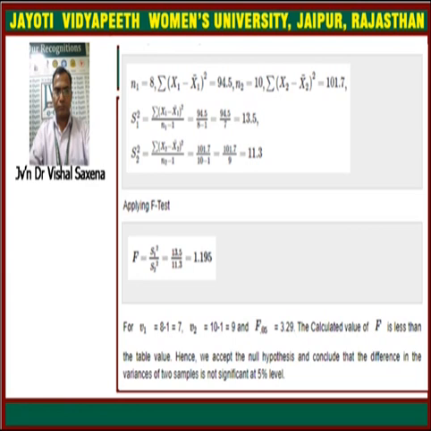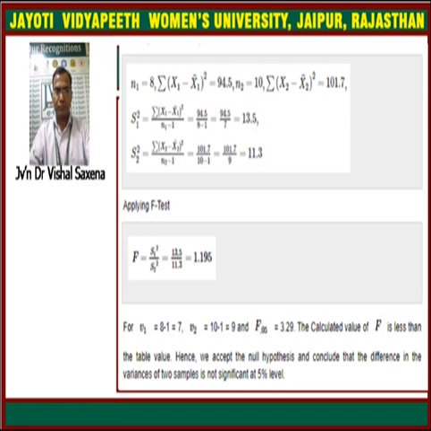s2 square is equal to the summation of (x2 minus x2 bar) whole square upon n2 minus 1, which is equal to 101.7 upon 10 minus 1, which is equal to 11.3. Applying the F test, F is equal to s1 square upon s2 square, that is 13.5 upon 11.3, and this equals 1.195. For v1 equal to 8 minus 1 equal to 7, and v2 equal to 10 minus 1 equal to 9, F 0.05 is equal to 3.29.